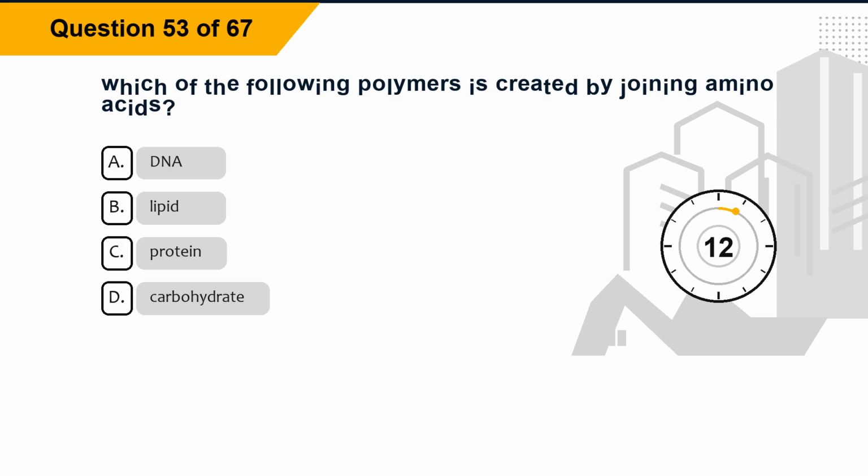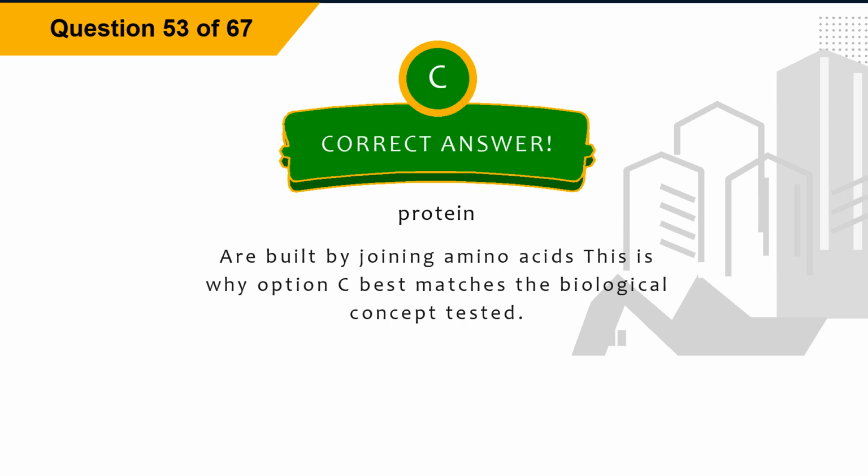Question 53. Which of the following polymers is created by joining amino acids? Option A, DNA. Option B, lipid. Option C, protein. Option D, carbohydrate. The correct answer is option C, protein. Explanation. Proteins are built by joining amino acids. This is why option C best matches the biological concept tested.